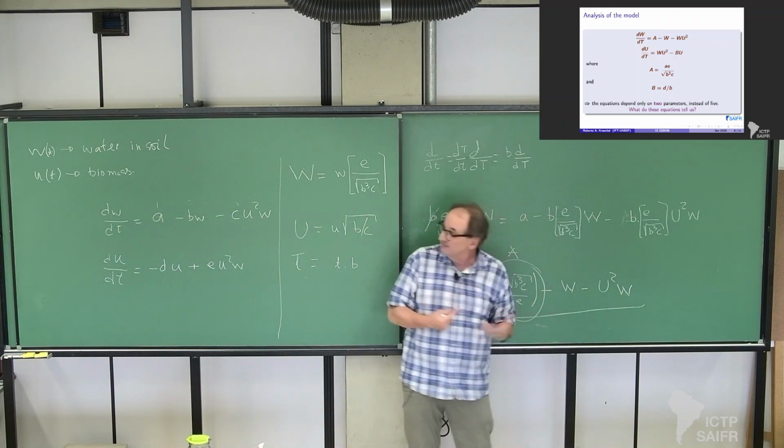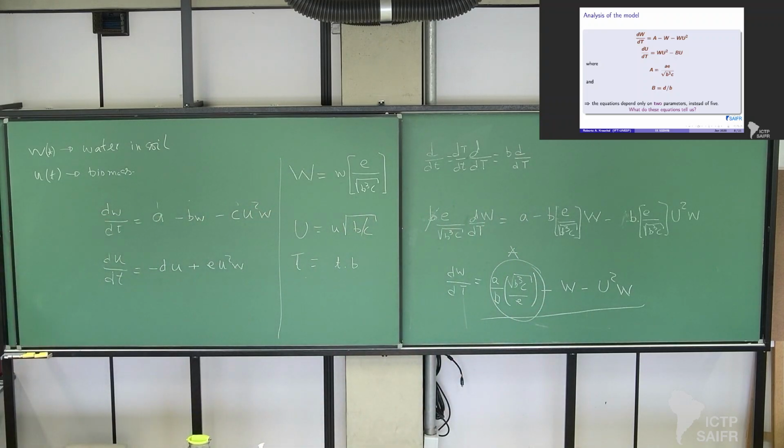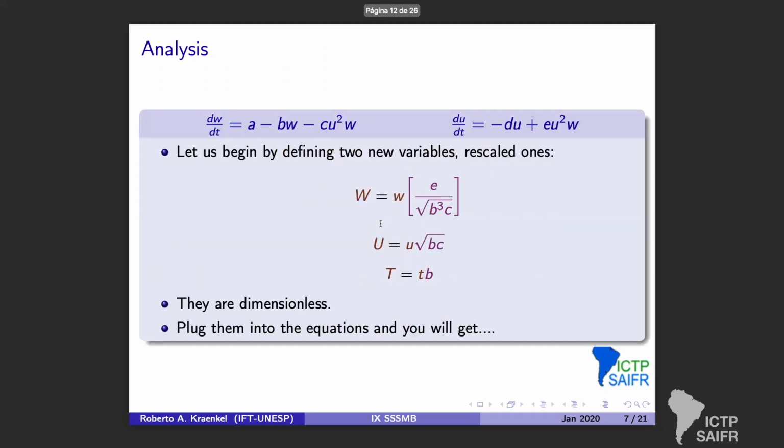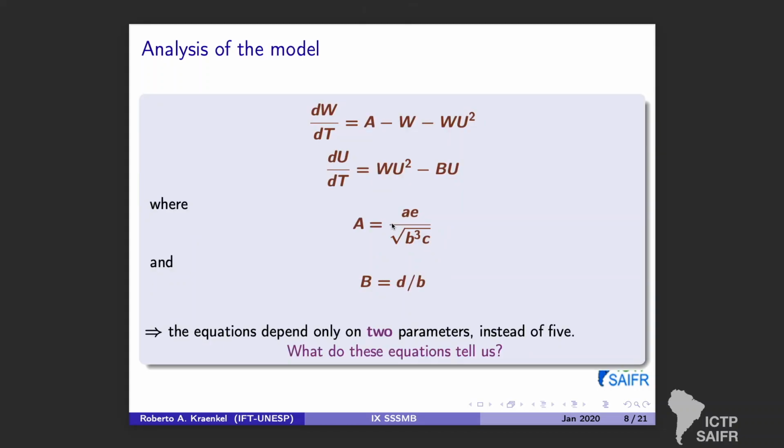you choose. Let's go back to this one. You choose these constants here in such a way that my equation at the end has a lot of parameters that became just one, okay? Like this. Here, these are the equations that you will obtain if you substitute that rescaling, okay?